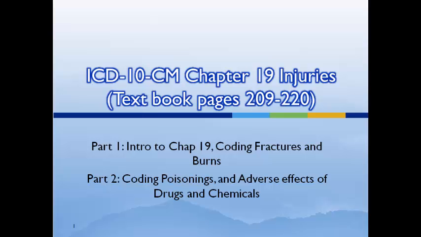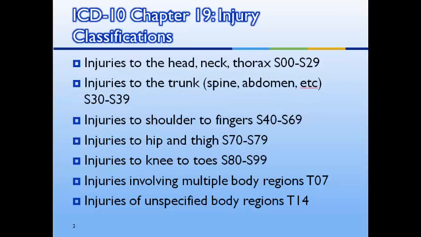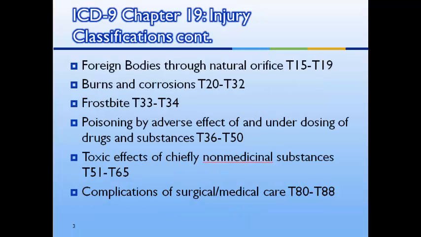There are some major differences when coding injuries and poisonings in ICD-10 compared to ICD-9, and this lecture provides an overview of just certain topics in ICD-10. As you view this list of injury classification, you will notice one of the differences in ICD-10 compared to ICD-9 is that injuries are listed by anatomical site and not by the type of injury. Although there are many types of injuries that are coded here, we are going to focus on coding fractures, burns, and adverse effect and poisonings due to drugs and substances.